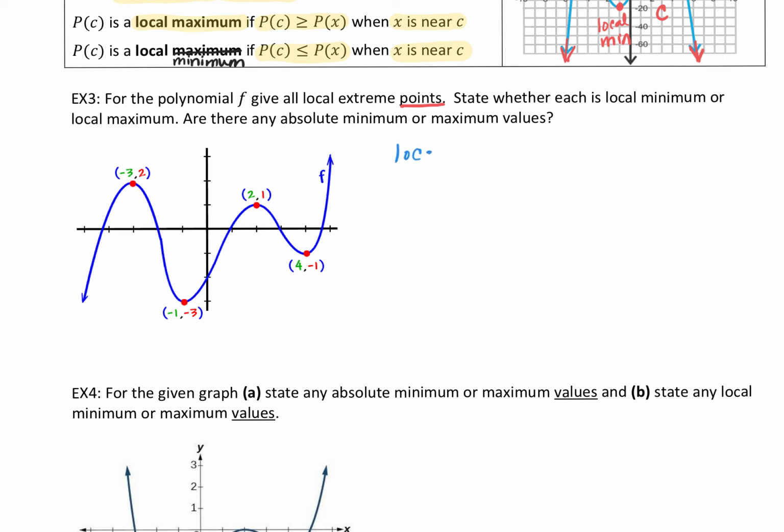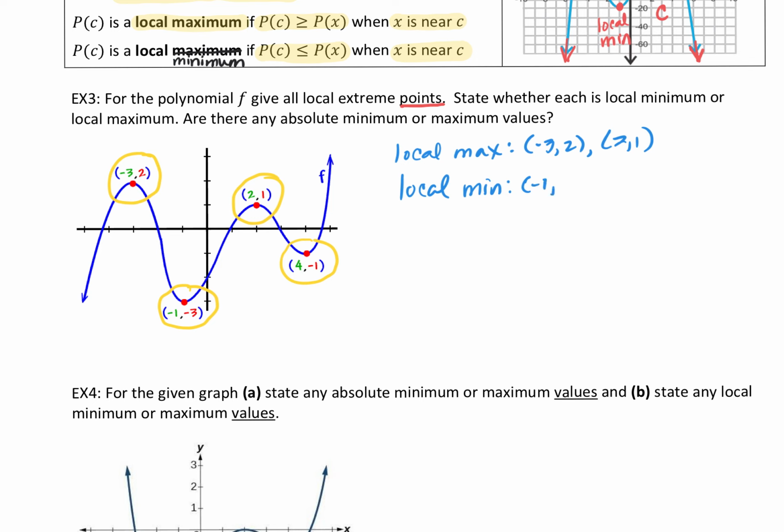Why don't I start with local max? So we're looking at all our peaks. It looks like we have local max, local max. So that would be the point negative 3, 2, and we have another point which would be 2, 1. What about local mins? Looks like there's two valleys or dips. That would be negative 1, negative 3, and 4, comma, negative 1. So we wrote them as points.